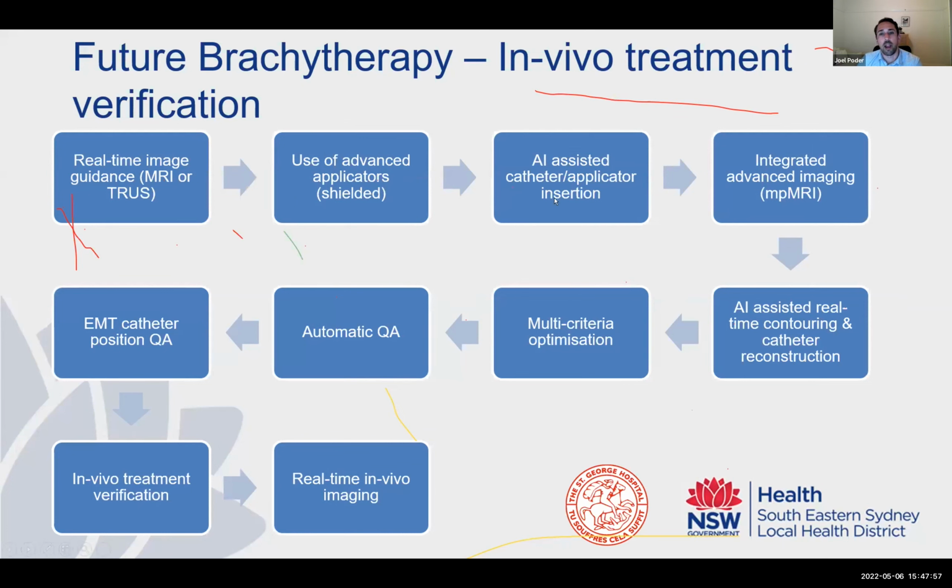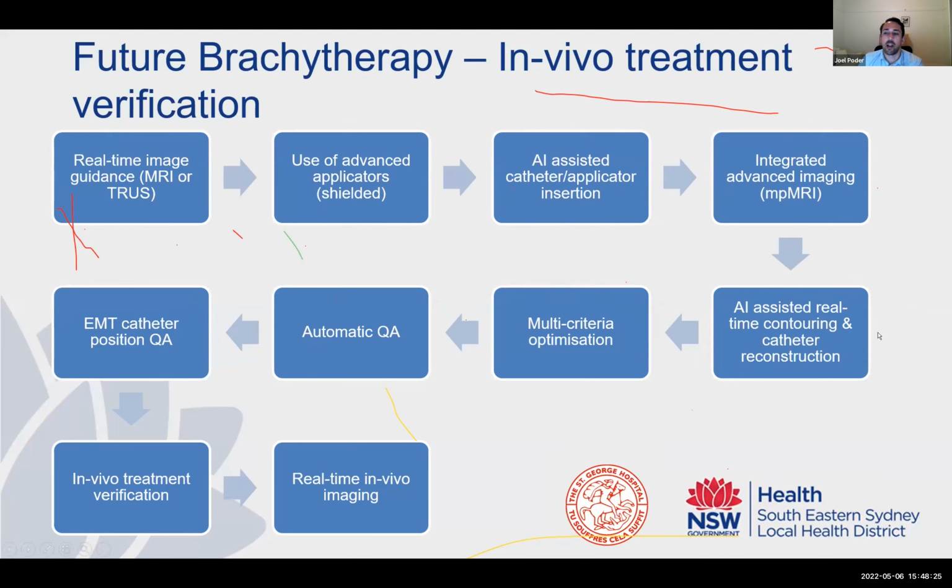We're also going to have AI-assisted catheter or applicator insertions. So while we have this image guidance and we're placing in our applicators or our needles or catheters, we may have a computer algorithm that's helping us place these needles in the most optimal position in order to achieve the best plan. We're going to be using advanced imaging such as multiparametric MRI to boost dose to the higher grade disease within the clinical target volumes.